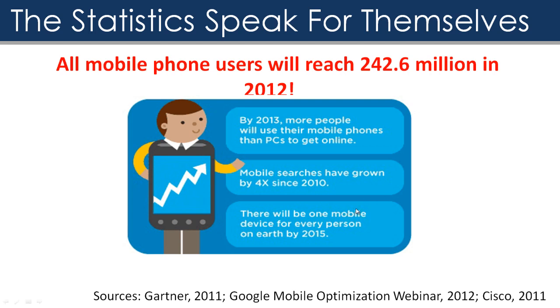There will be one mobile device for every person on Earth by 2015. Think about that. By 2015, in other words, within 36 months from when this video was recorded, there's going to be a mobile device for every humanoid on Earth. That's a big market. That's huge. That's bigger than cars in terms of sheer numbers.